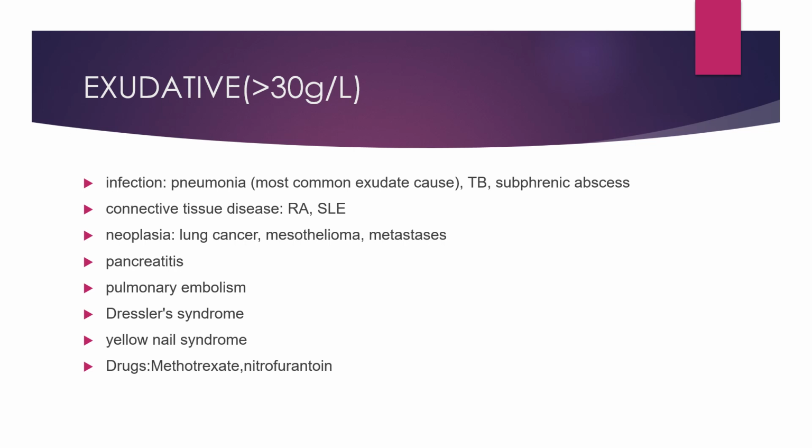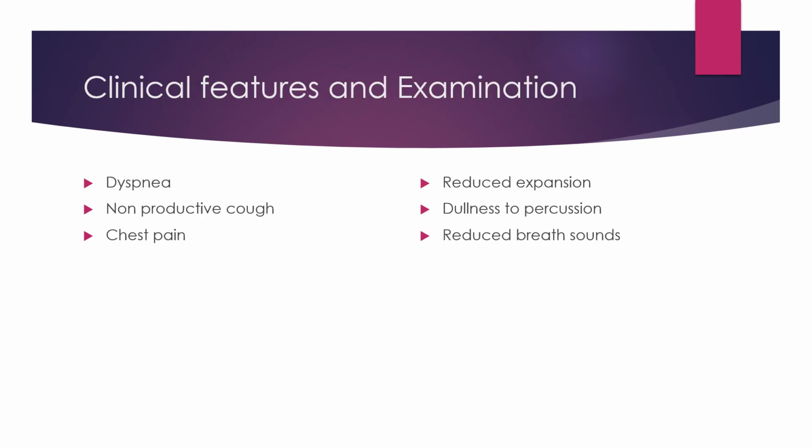So the main thing that you have to know in pleural effusion is the analysis, the investigations. The clinical features can be dyspnea, non-productive cough, chest pain. You may be knowing this one, reduced expansion, dullness to percussion, reduced breath sounds will be there on examination. This is a very important case for PACES also. They will put a pleural effusion case and they'll ask you the most likely underlying diagnosis, the underlying cause for the pleural effusion. They may ask you like that.